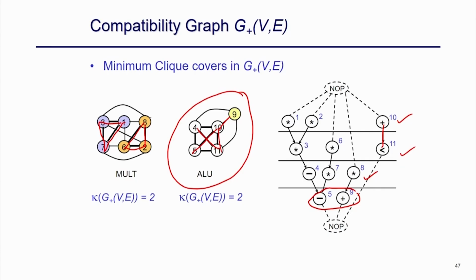So, I have 2 cliques. This is 1 clique, this is 1 clique. This will be multiplier 1, this is multiplier 2. So, I need 2 multipliers to execute this, and you can understand that in multiplier 1 I am going to map 1, 3 and 7. In multiplier 2 I am going to map 2, 8 and 6. These 3 I am going to execute on one and these on the other. So, this is how I am going to solve this problem.